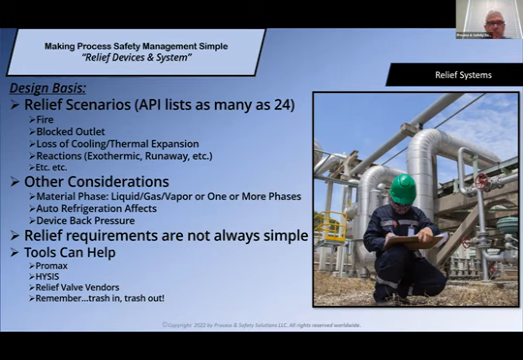reactions, whether those are exothermic, runaway, etc. The list goes on, but every one of those scenarios that are listed in API 524 must be addressed specifically, and those must be documented as to how you address them and what the outcome of that evaluation was. Other considerations must be the material phase, whether it's a liquid, gas, vapor, or a combination thereof. So all of that must be documented.